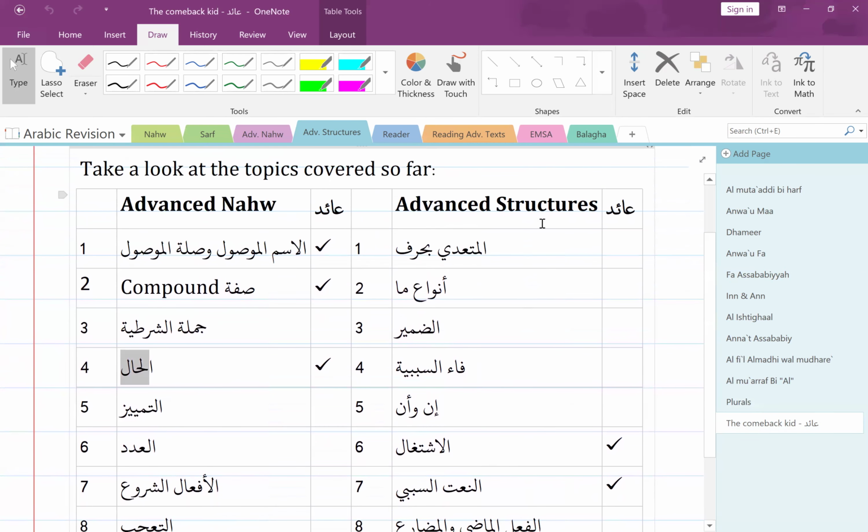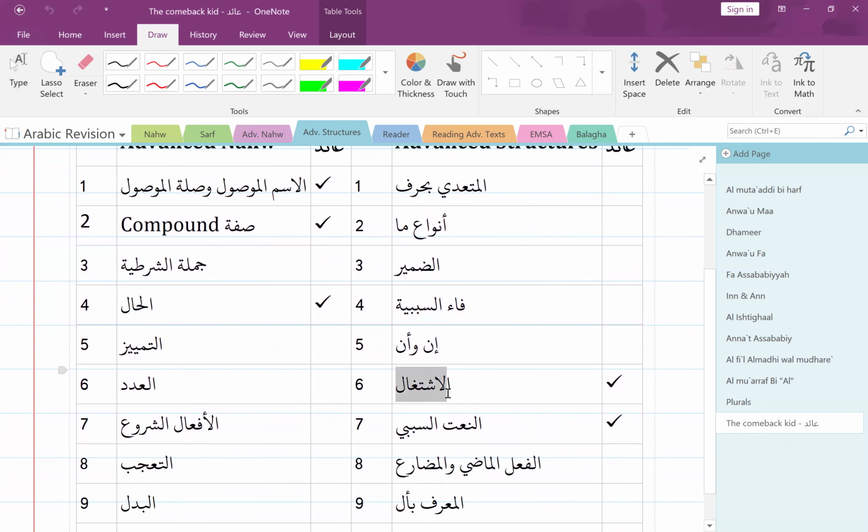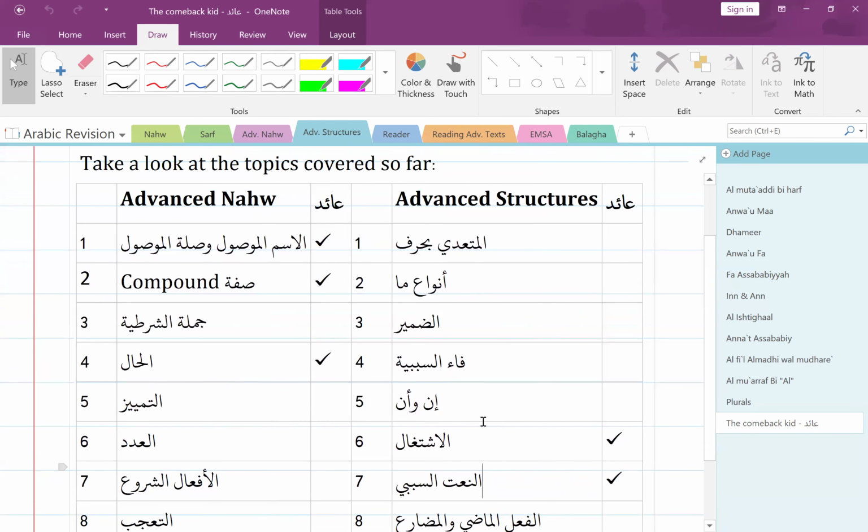And then when we came to advanced structures, it was there in al-ishtighal. It was there in al-na'at as-sababi. So it keeps coming back. This pronoun that keeps coming back is an important one, so that you know which concepts require an a'id. It doesn't mean it's a must, because sometimes in an ism mawsul, the a'id is omitted. We know this. And what that would imply then is tawassu' fil ma'na and things like that. So it can be omitted, but just know that these are the topics where you expect an a'id.